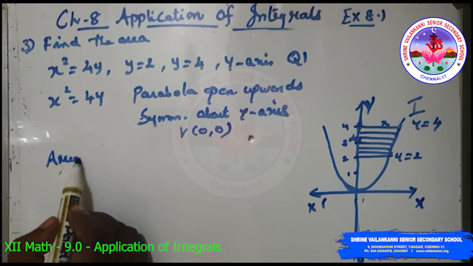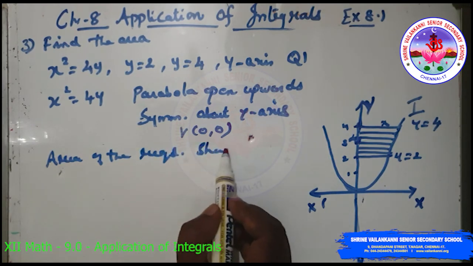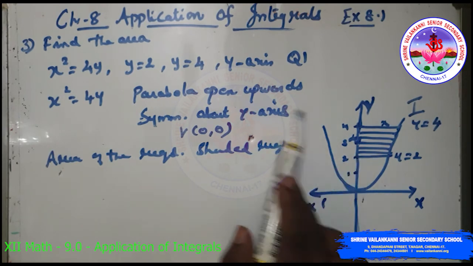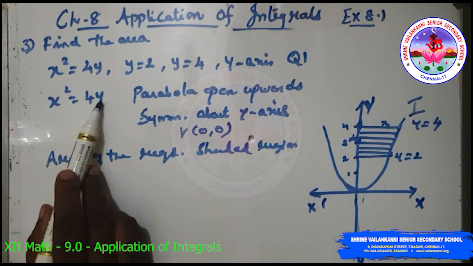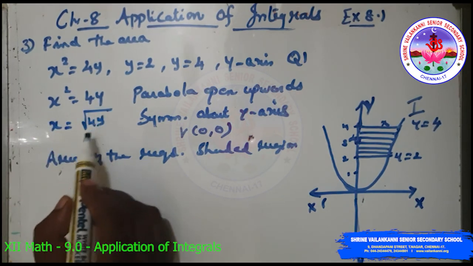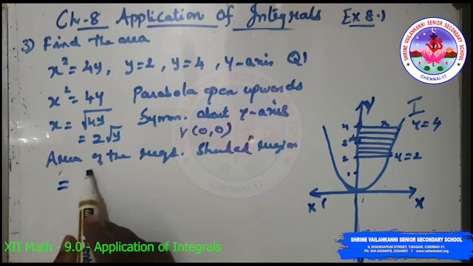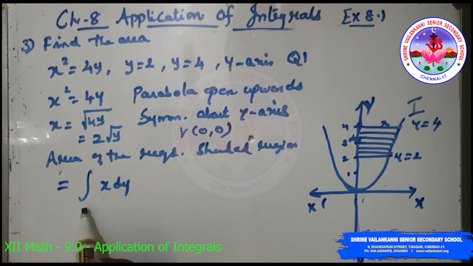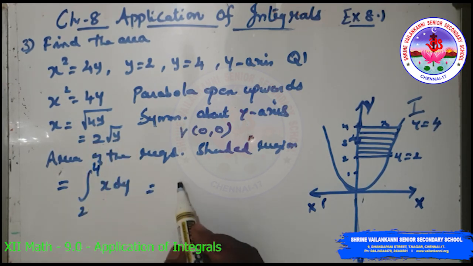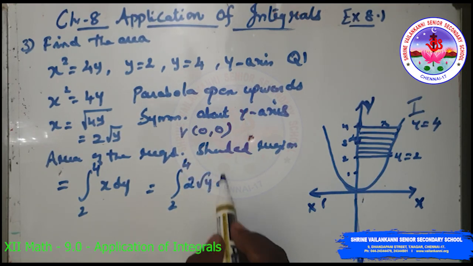So the area of the required shaded region. The coordinates are y equal to 2 and y equal to 4. The curve is given as x square equal to 4y. So x is equal to root of 4y, which is equal to 2 into root y. So the area is equal to x into dy. The limits are 2 to 4, and x is 2 root y. So the integral from 2 to 4 of 2 root y dy.